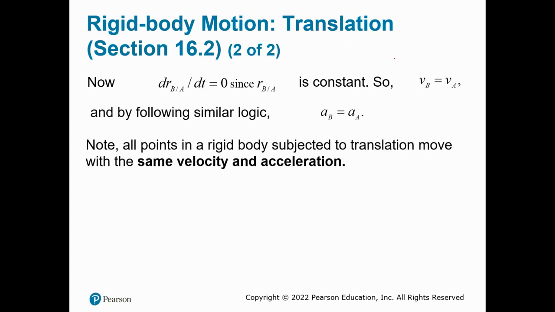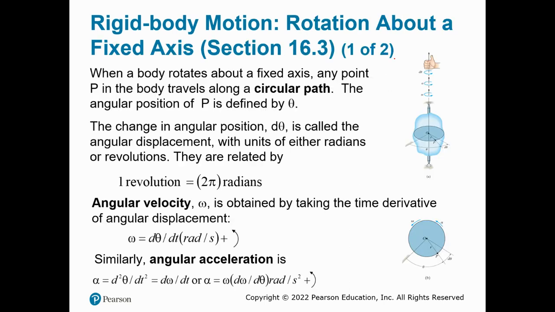Now d rB/A over dt, the first derivative of the position of B with respect to A with respect to time, equals 0, since rB/A is a constant. That means the velocities of A and B are equal to each other. Following the same logic, the accelerations are equal to each other as well. All points in the rigid body subject to translation move with the same velocity and acceleration.